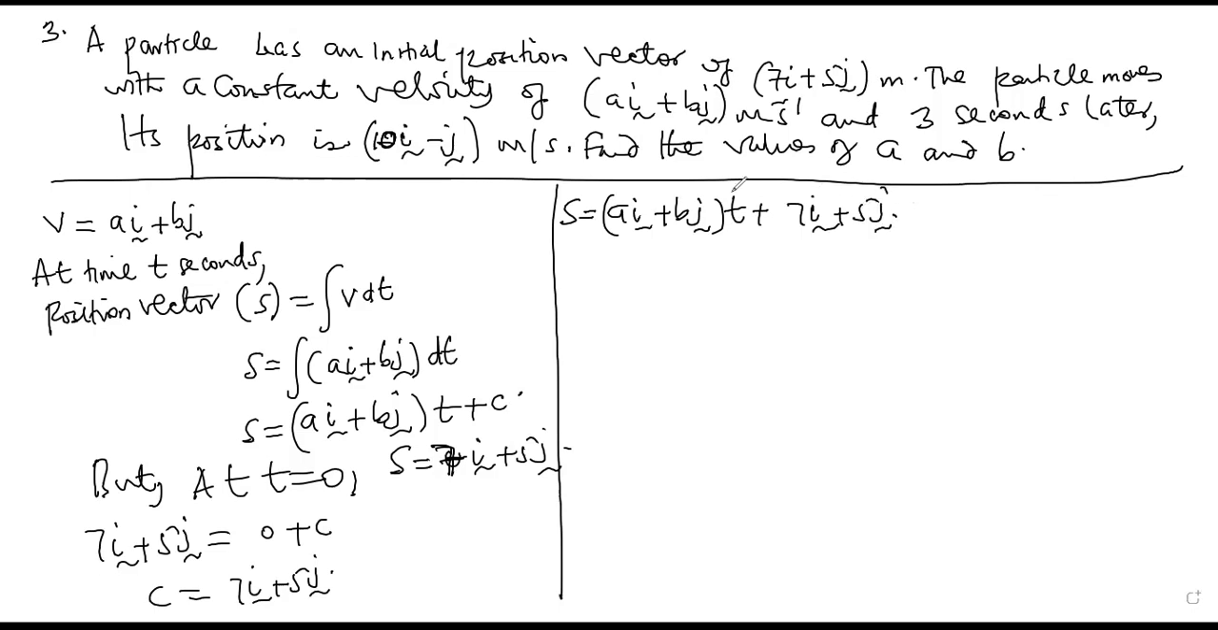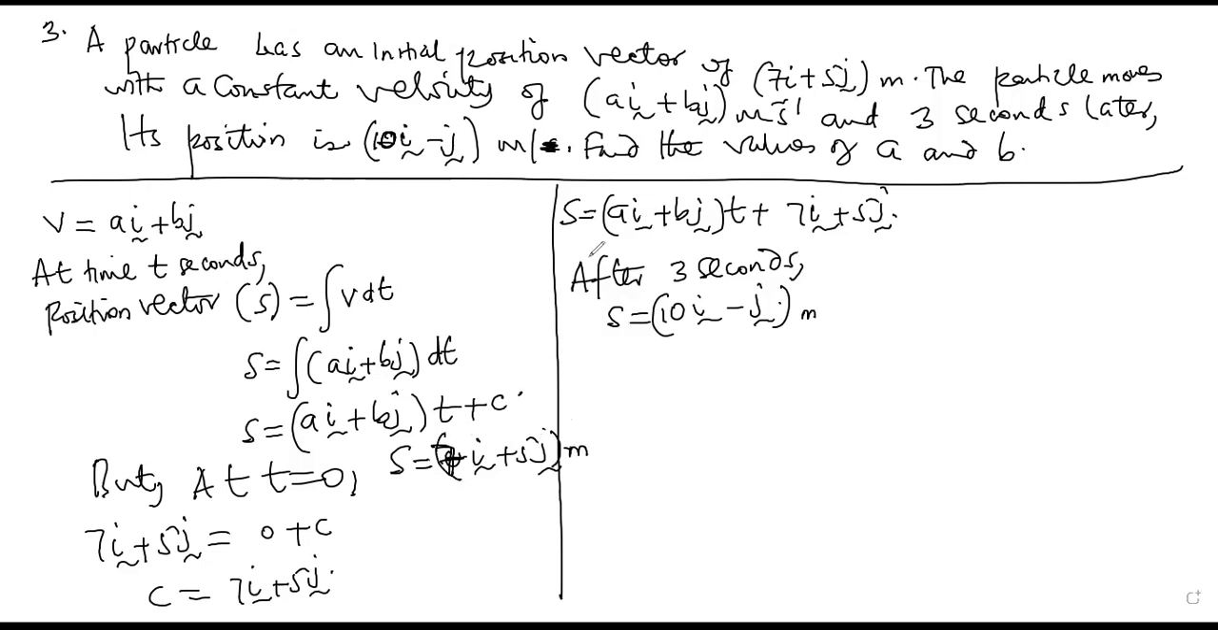But then they're saying that 3 seconds later, its position is 10i minus j. What does it mean? It means that after 3 seconds, the value of S is equal to 10i minus j. Its position is this, meters, not meters per second, meters. So the position is this meters. Here it was this, meters.